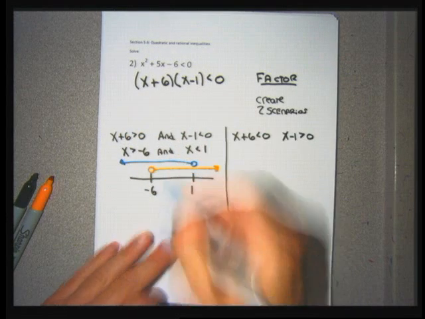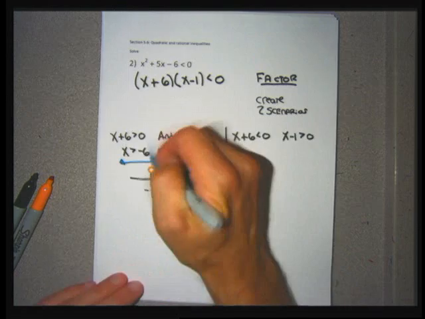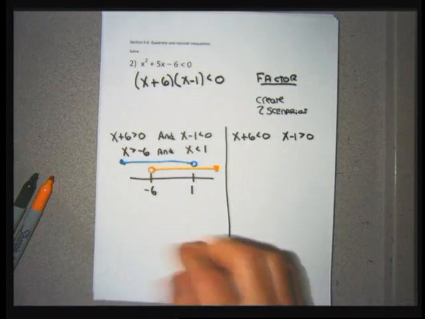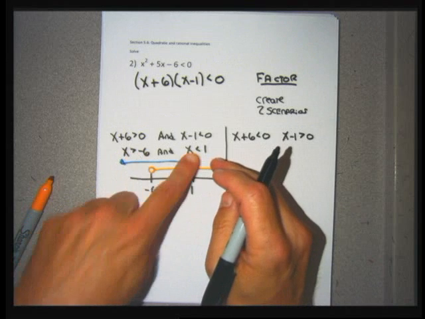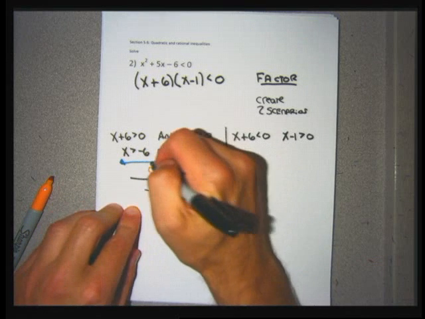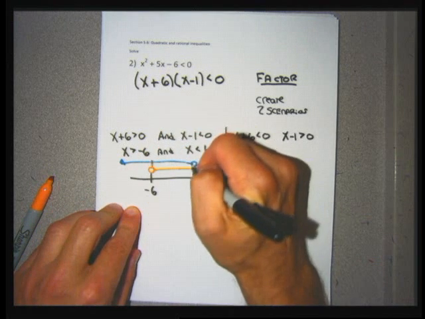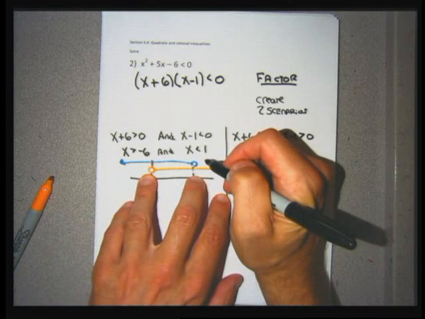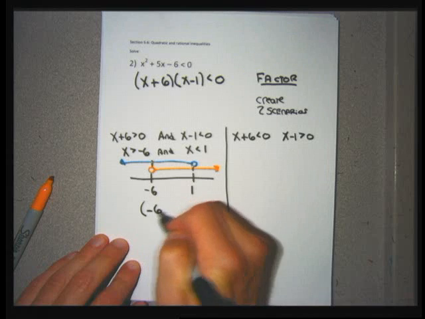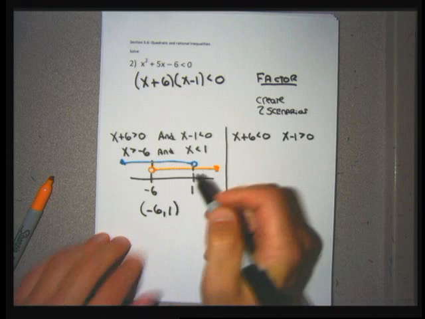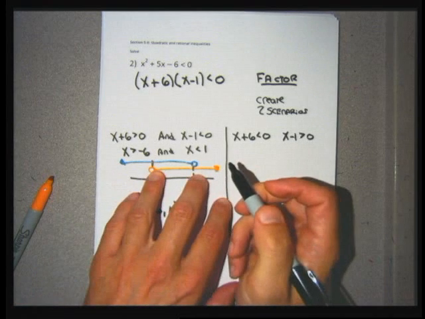Any place where I have both lines is where my solution needs to be. And so the solution to x being greater than negative 6 and x being less than 1 is this region between negative 6 and 1. As an interval, it's round parentheses, negative 6 comma positive 1, round parentheses because I don't have the or equal to.